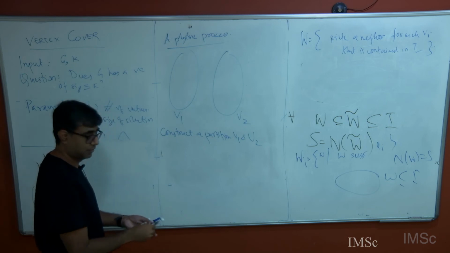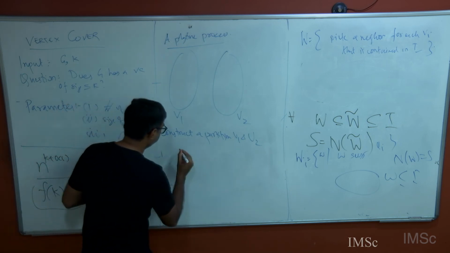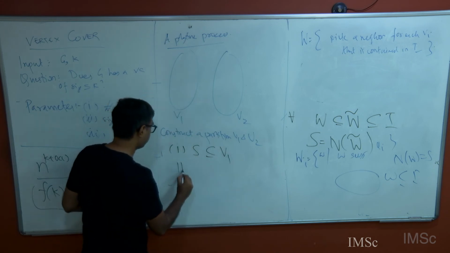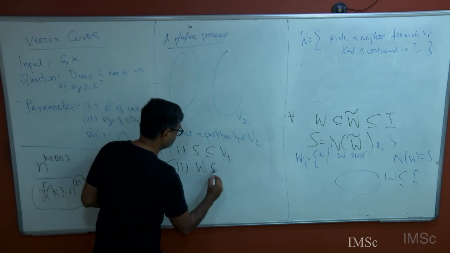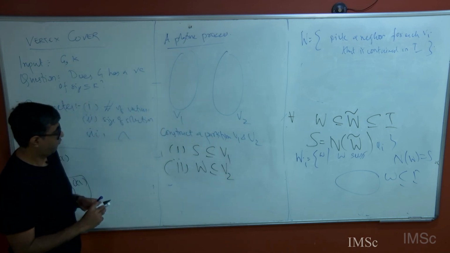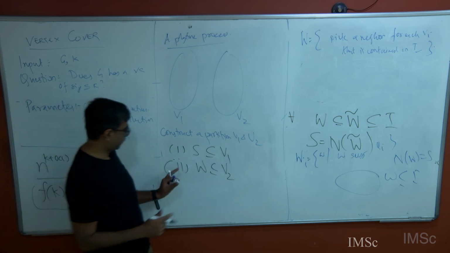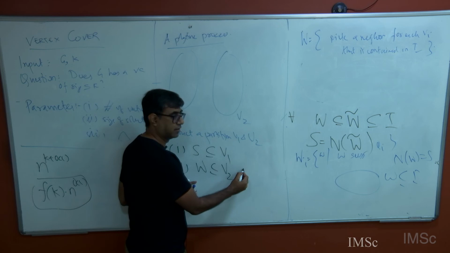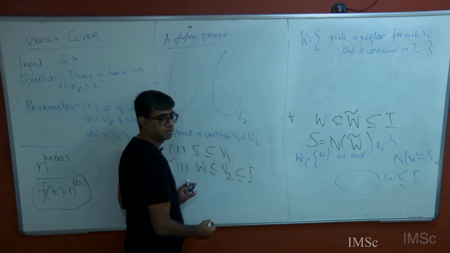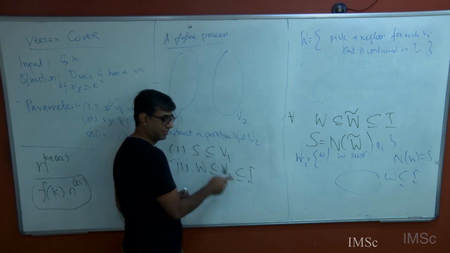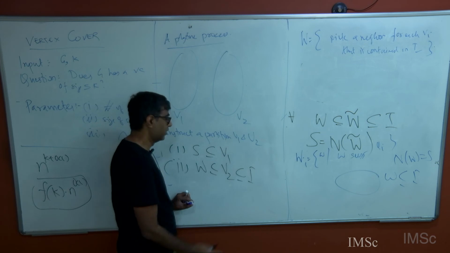First property, S is contained inside V1. Second property, W is contained inside V2. That's all that I want. So if I prove this, then W is contained inside V2, which means it is contained inside I. Because if V2 doesn't contain S, then S is fully contained inside I. Can I construct this?